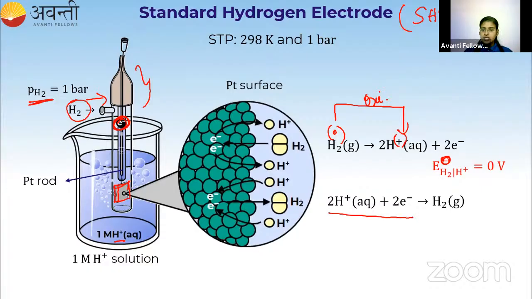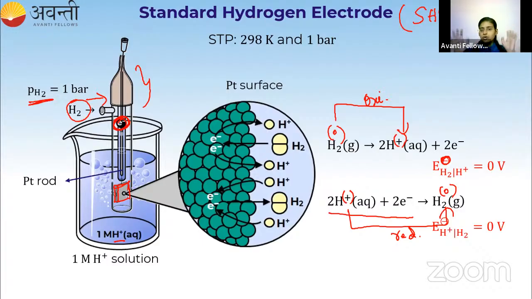Now what is happening? Hydrogen in the +1 state is getting converted to 0. So +1 to 0 is gaining of electrons, so it is called reduction. Here the E naught value for this reaction is again 0 volt. So for the standard hydrogen electrode, both the standard oxidation potential as well as the standard reduction potential will be equal to 0.